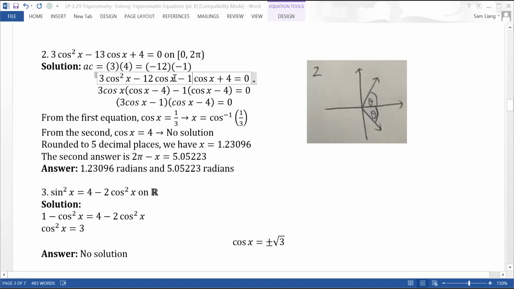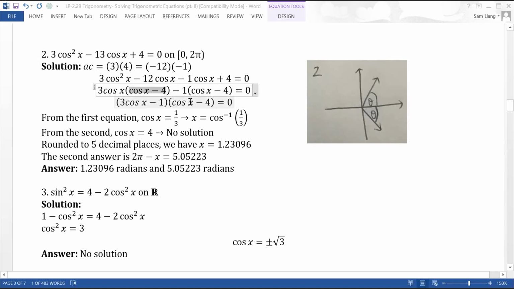From there, you can factor out 3 cosine x from these two terms. You get 3 cosine x times cosine x minus 4, and then negative 1 times cosine x minus 4 equals 0. From there, you factor out the common factor, which is cosine x minus 4, from both these terms. You get 3 cosine x minus 1 times cosine x minus 4 equals 0.